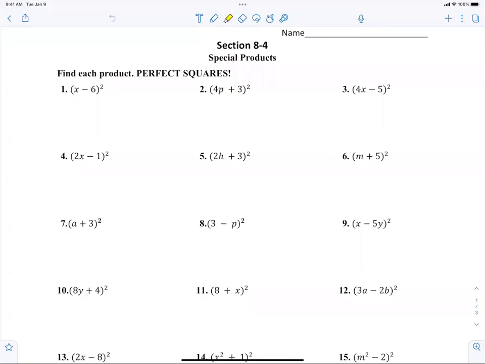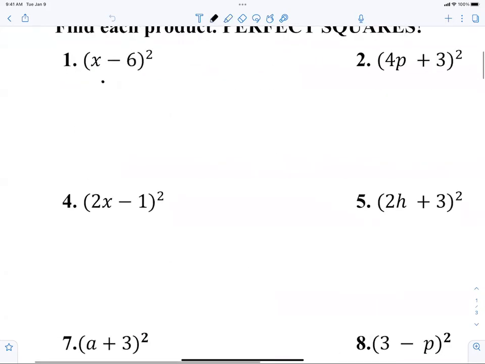And I want to show you two quick things. Number one, I want to show you how we already know how to do this. All right, we could multiply x minus 6 times x minus 6. That's how you could write it. All right, so I want everybody to look at that.